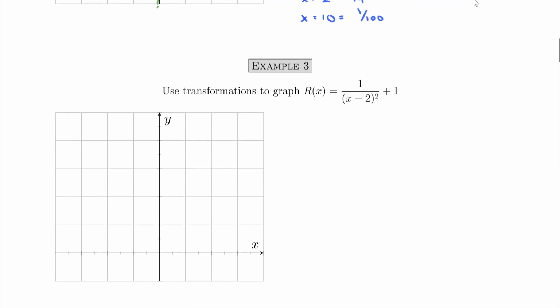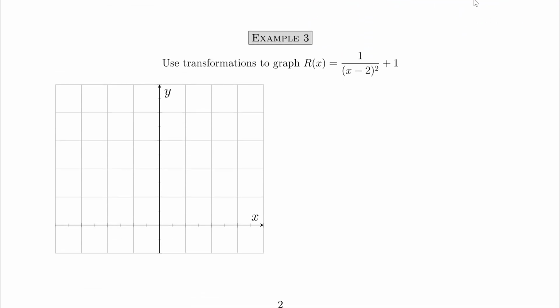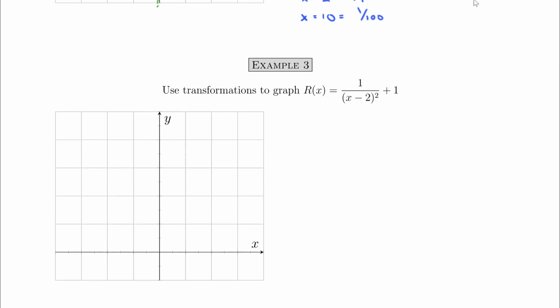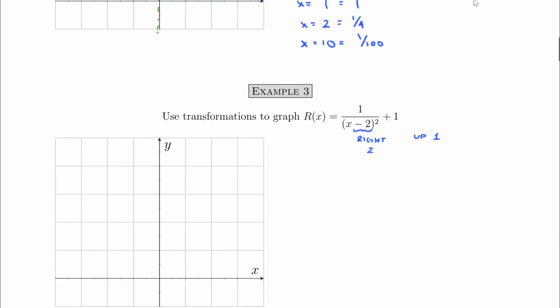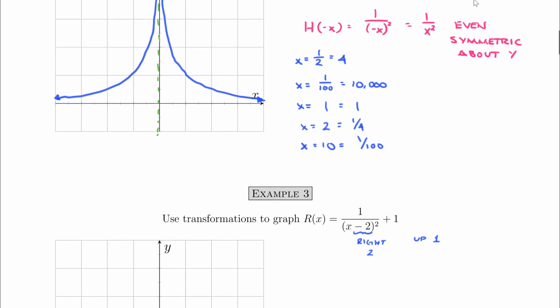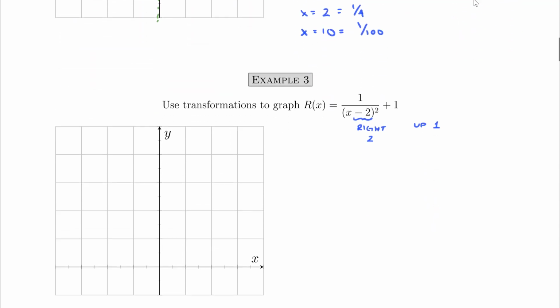What we're doing with example 3 is we're just transforming the graph that we found in example 2. And this -2 shifts that graph right 2 units. And this +1 shifts it up 1 unit. So we just take the graph that we have here in our previous example, and we shift it right 2 units and up 1 unit.